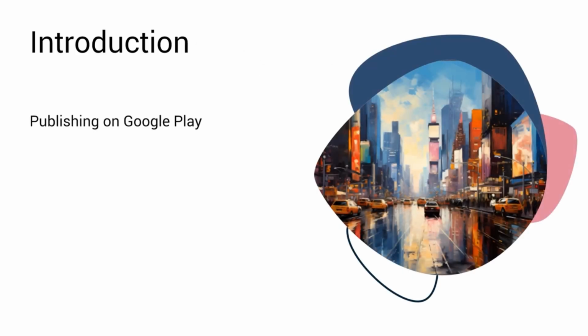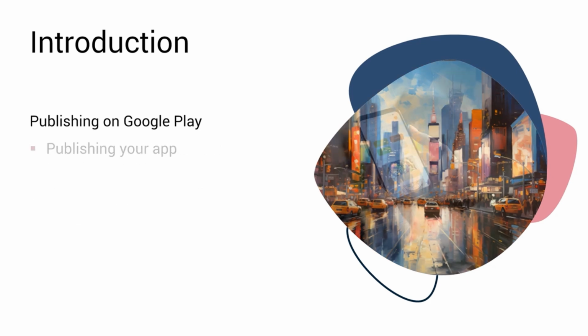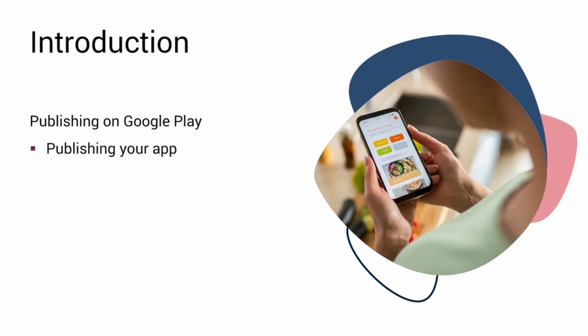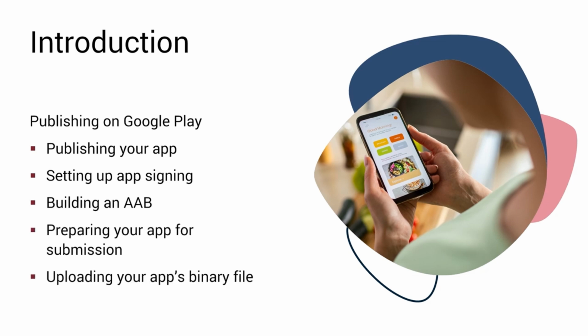Publishing your app on Google Play is like opening a store on the busiest street in the world. You are making your app accessible to a diverse and vast global audience that will provide infinite opportunities for app success and growth. This video will walk you through publishing your app, beginning with setting up app signing, building an Android app bundle, AAB, preparing your app for submission, and uploading your app's binary file.